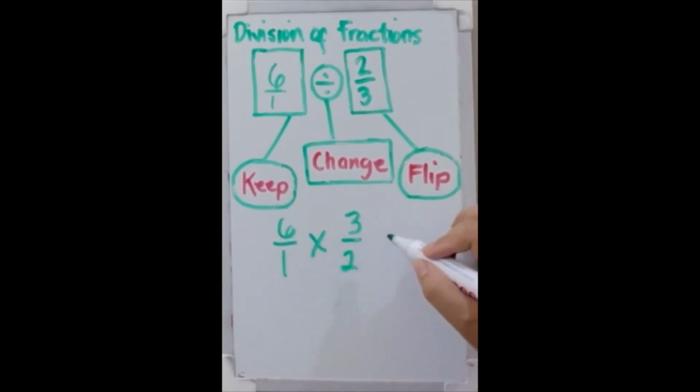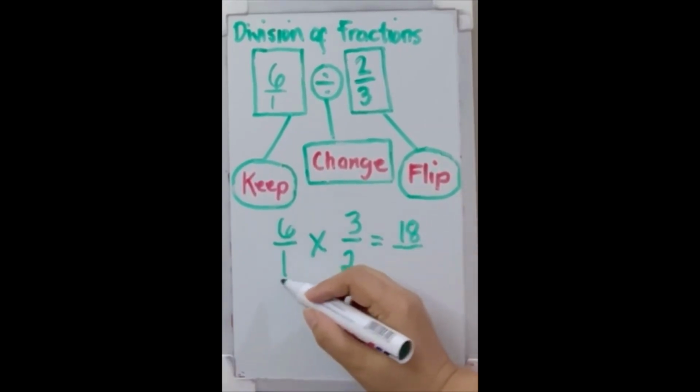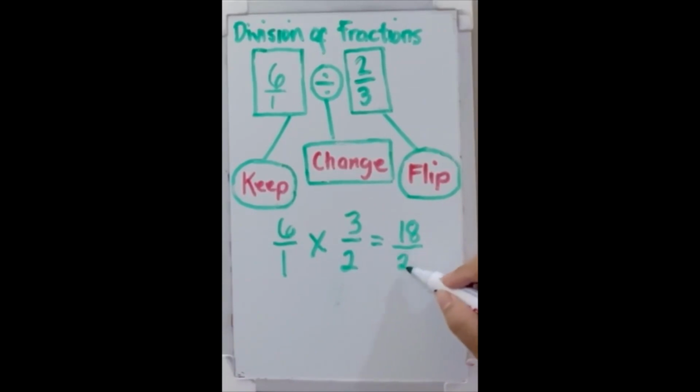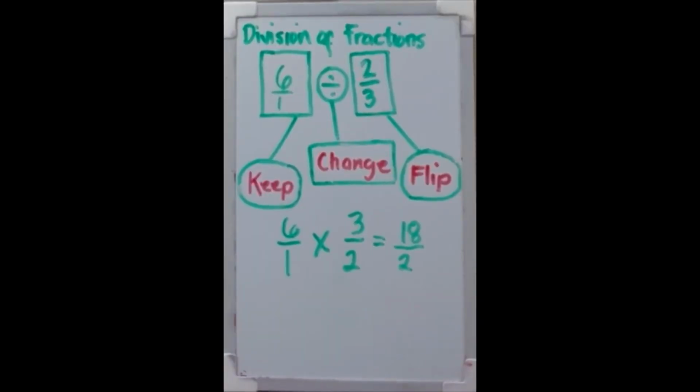So now we can multiply the two fractions. 6 times 3 is equal to 18. Divided by 1 times 2 is 2. And if we get the quotient of 18 divided by 2, this will be equal to 9. So our final answer here is 9.